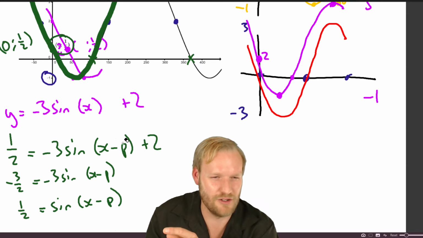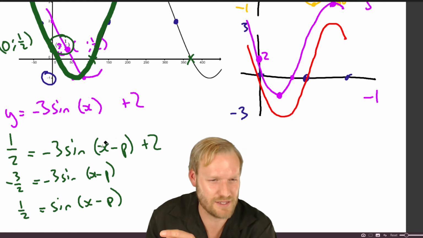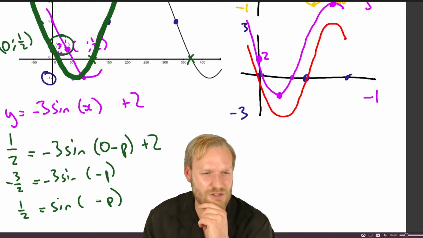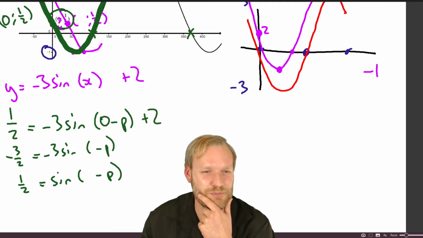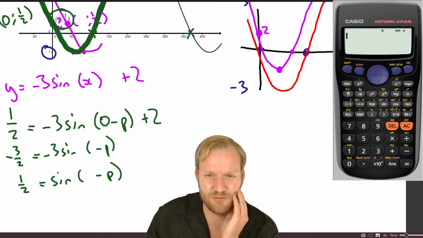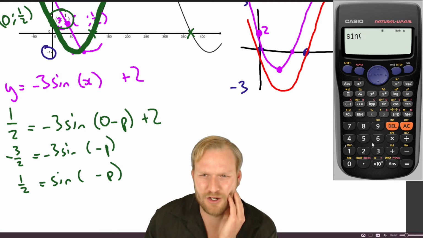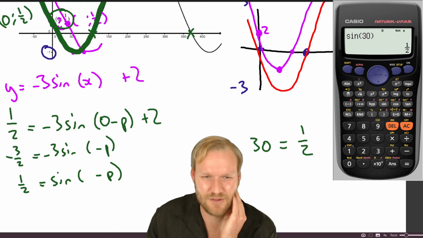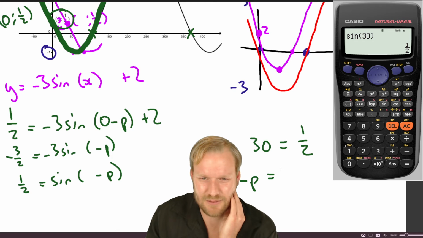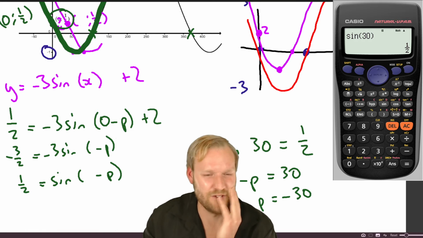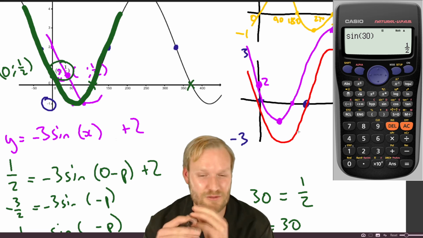But wait a second, what was the value of x at this point? Well, x is 0. So we can replace x by 0, and sine of negative p equals a half. Well, sine of what gives us a half? Either we're going to do special triangles, or we're going to go, well, it's either going to be 30 or 60. 30 seems right. So sine of 30 equals a half. So negative p must be 30. In other words, p is negative 30. We've moved the graph left by 30.